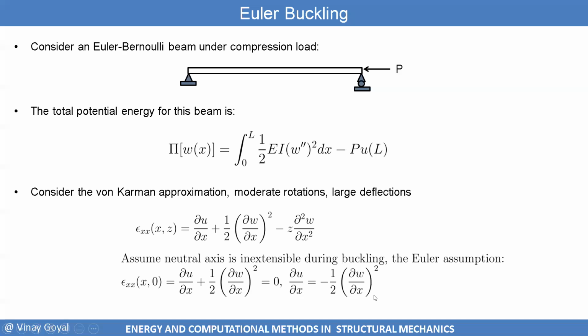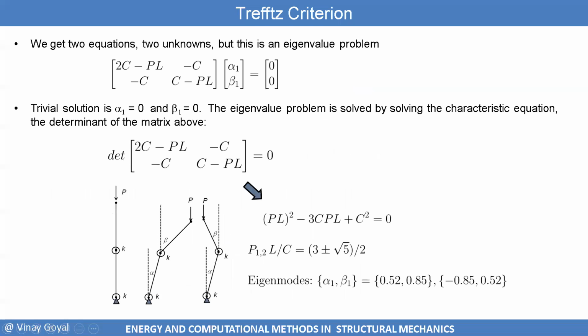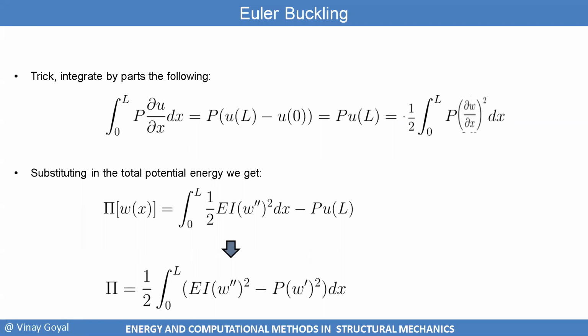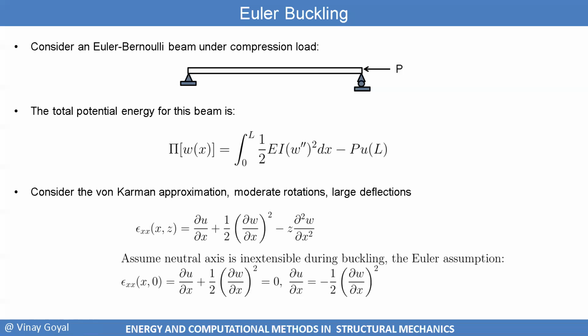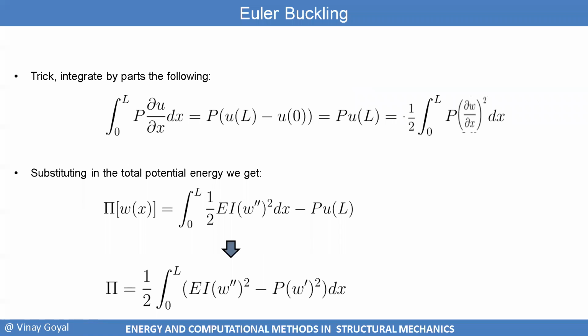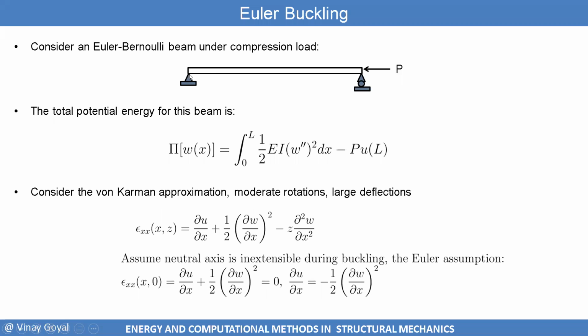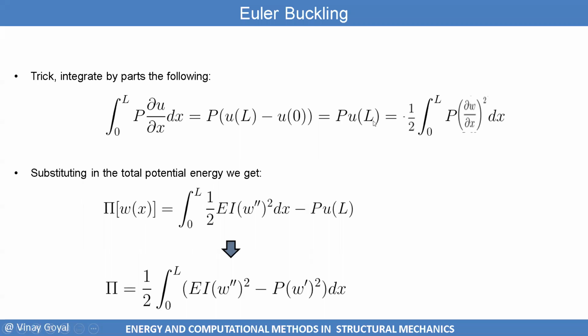I'm going to do a little trick that is going to involve something very quick here. So let's do a trick, and I'll get back to what that trick is doing. Say I have this p times the derivative of u with respect to x, dx. So I'll integrate by parts. And if I integrate by parts, I get p times u of L minus u of naught. But the deflection at the left-hand side is 0. So that's p times u of L.